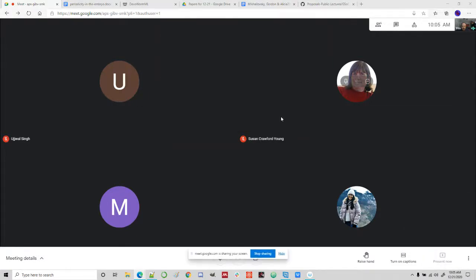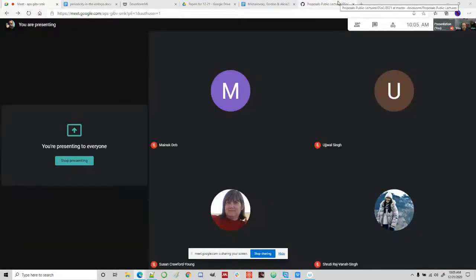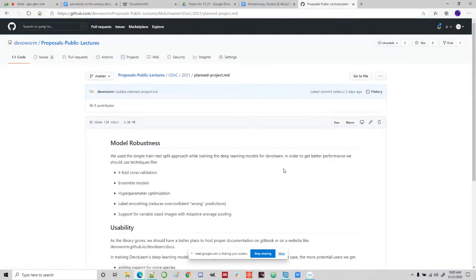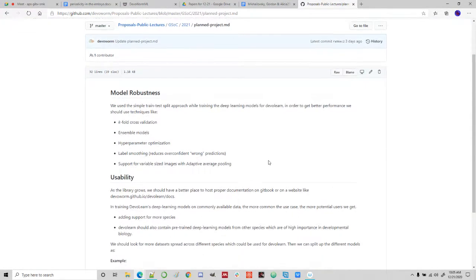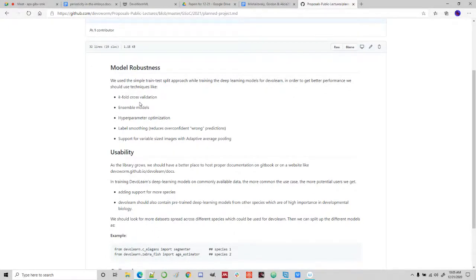And so this would follow up on developing DevoLearn. As Mainak said, we have a lot of opportunities, and so one of the things is to have a good proposal for GSoC, because GSoC is a good place to start developing things. So Mayukh has already seen these, obviously. This is his document that he sent me.